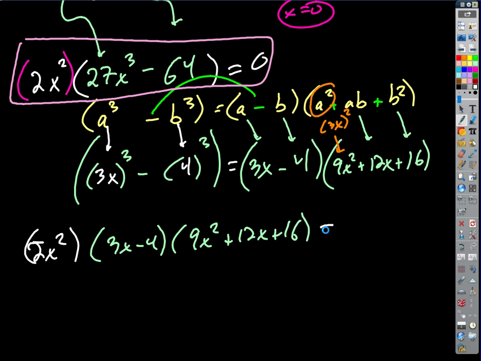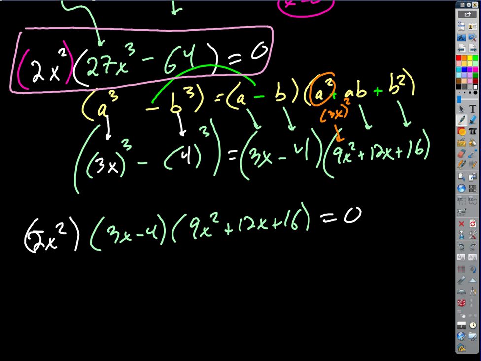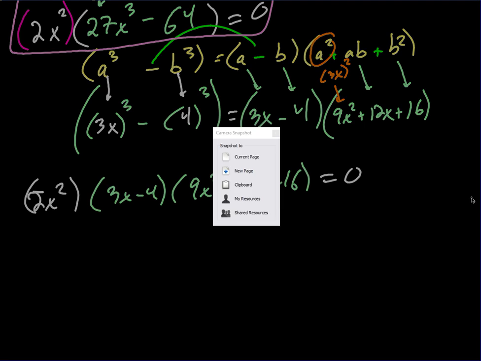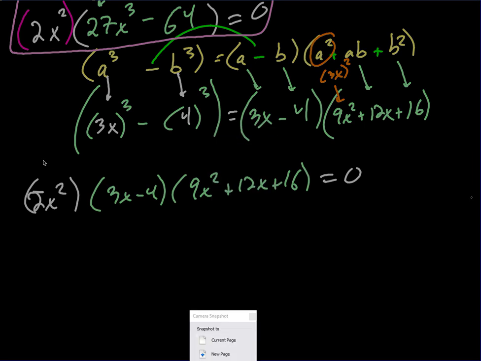And remember, our whole goal is that we're trying to solve an equation, and it's all equal to 0. So now we've got it far enough that we can apply the zero product property, right? I'm going to go to the next page. I've run out of room.